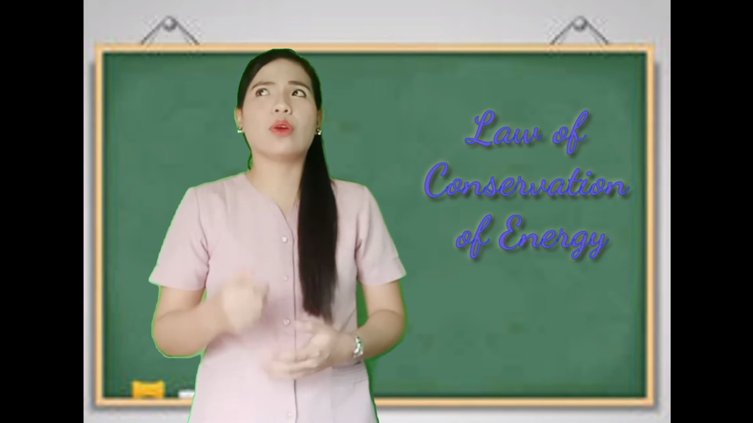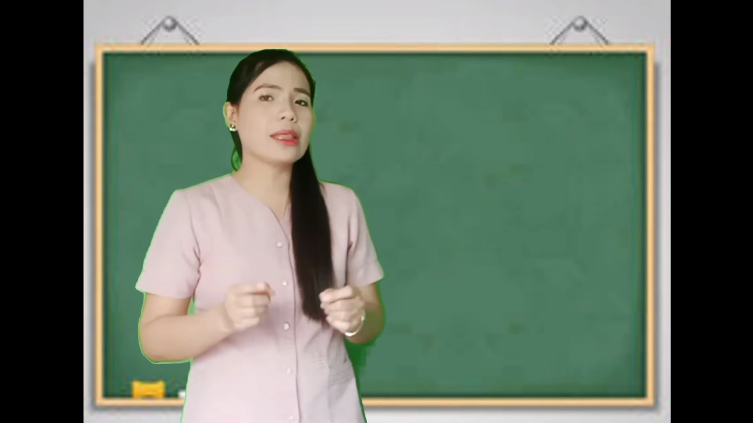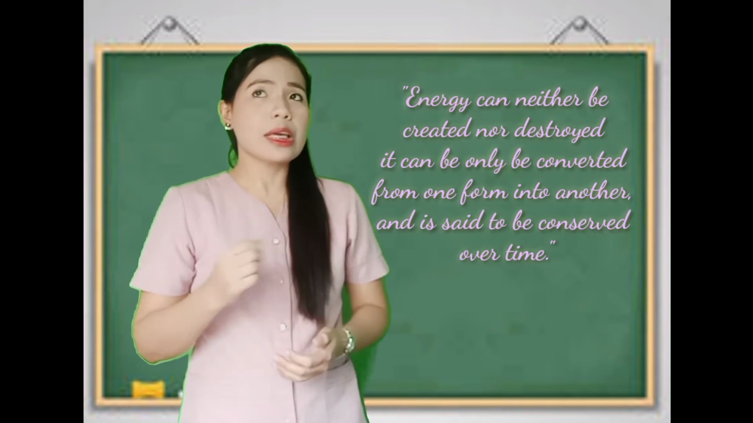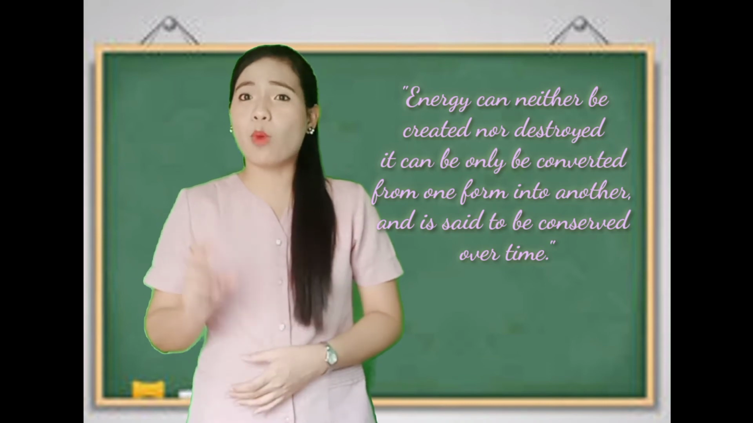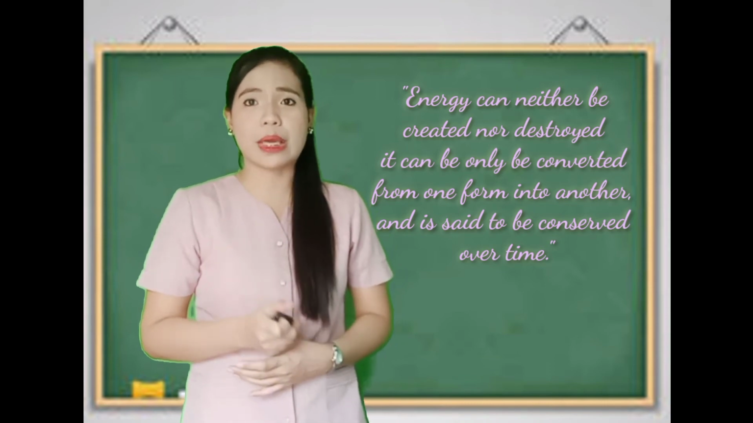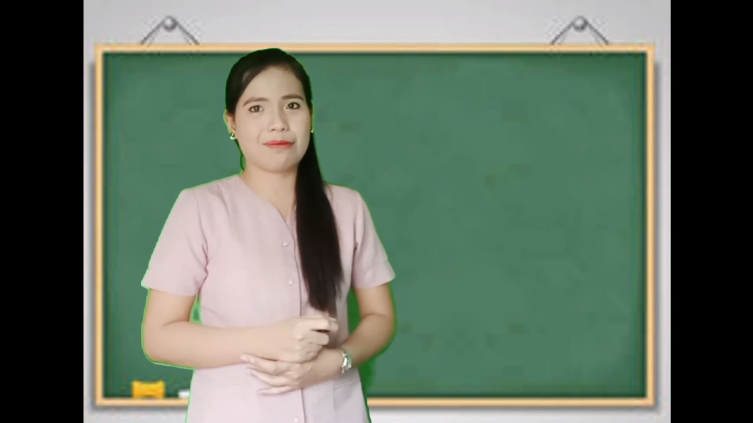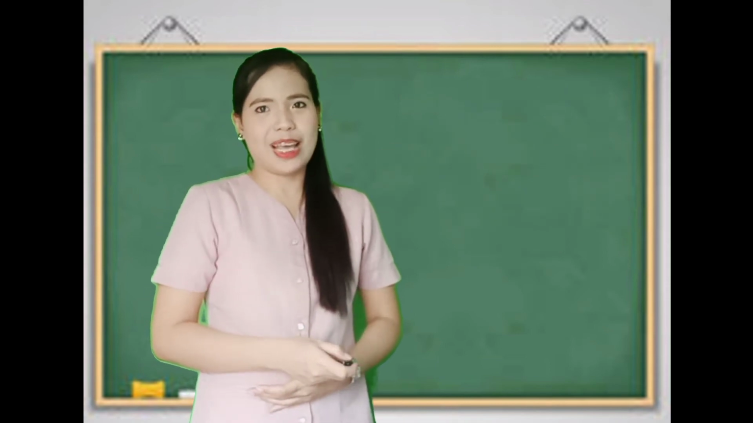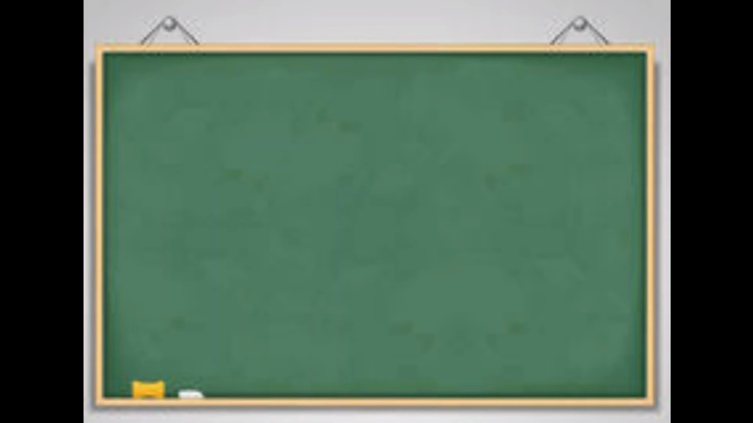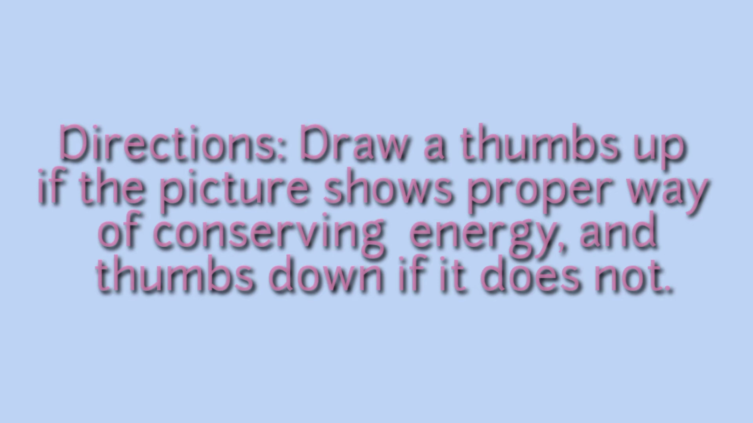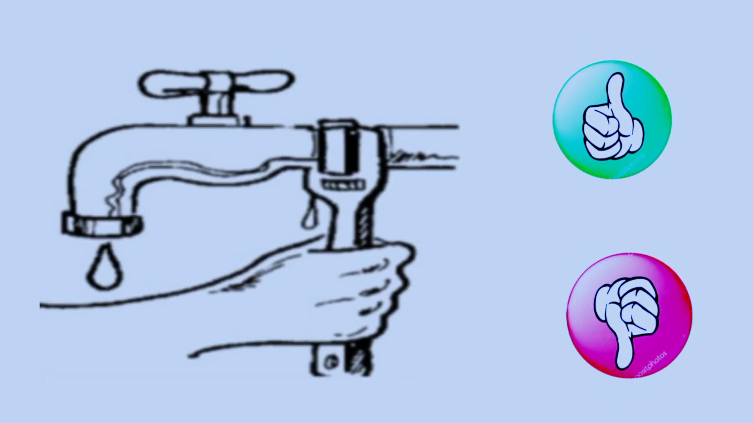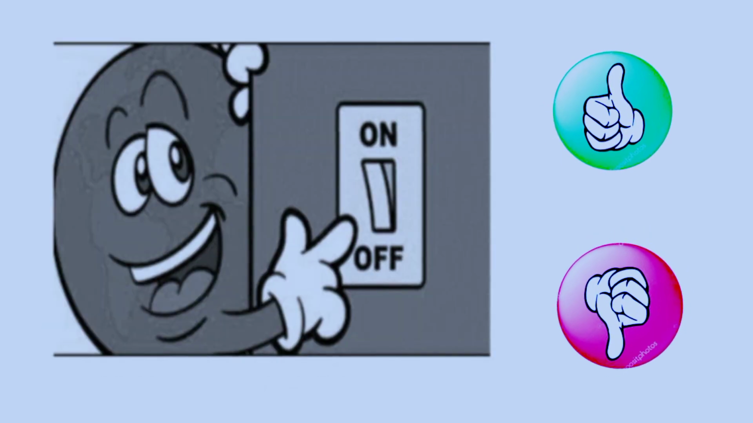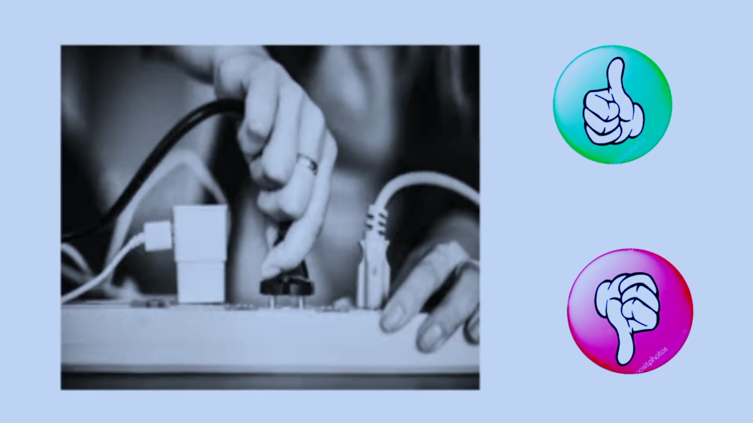Actually, there's a law of conservation of energy, and it's stated there that energy can neither be created nor destroyed. It can only be converted from one form into another, and it's said to be conserved over time. To learn more about energy conservation, let's answer activity 3. Directions. Draw a thumbs up if the picture shows proper way of conserving energy and thumbs down if it does not. First picture, second picture, third picture, fourth picture, and last picture.